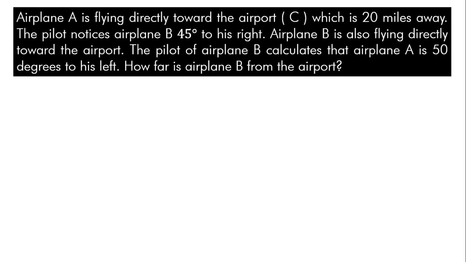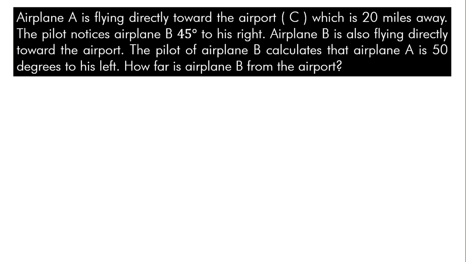An airplane A is flying directly toward the airport, which is 20 miles away. The pilot notices airplane B 45 degrees to his right. Airplane B is also flying directly toward the airport. The pilot of airplane B calculates the airplane A is 50 degrees to his left. How far is airplane B from the airport?